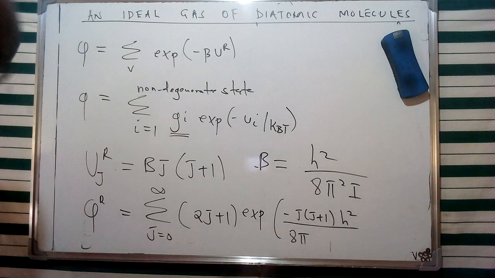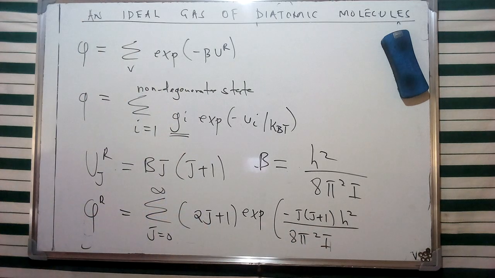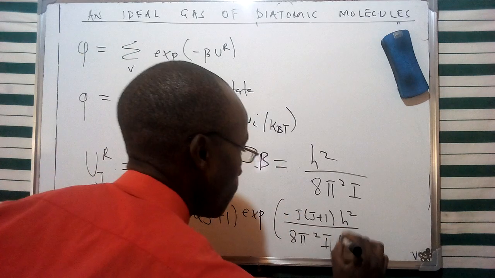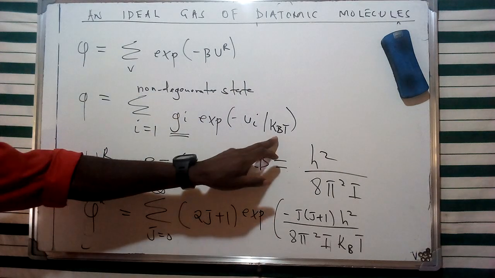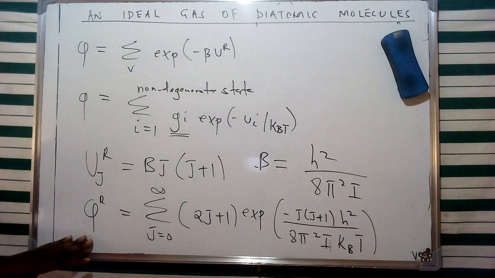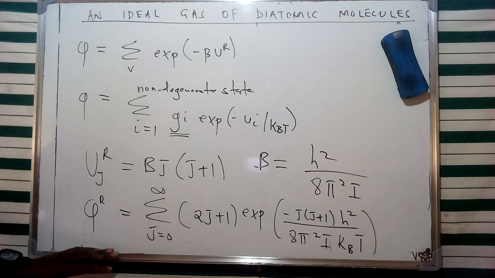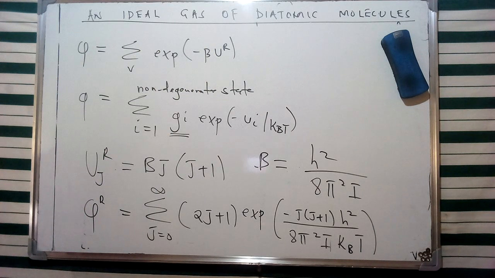The elements of 8 pi squared times the moment of inertia are going to be an element of this rotational constant, and then we're going to have k_B T in that specific case for this representation, and that's going to form our equation. So this is going to represent the rotational partition function for this specific kind of arrangement, and that is going to be the rotational partition function of an ideal gas of a diatomic molecule.